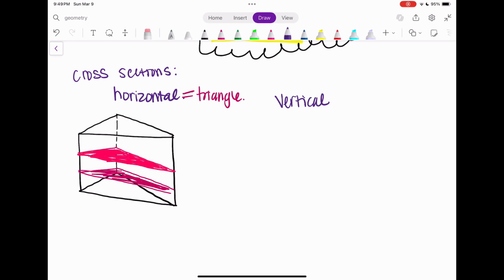Now if I want to look at the vertical cross sections, I'm going to go ahead and draw another triangular prism. Again, these are a little bit difficult to draw, so take your time.